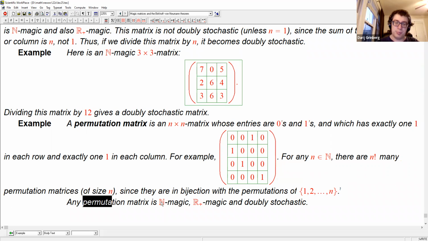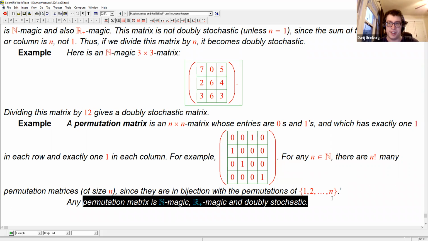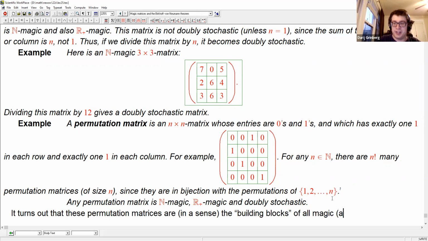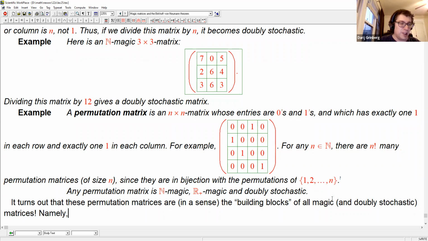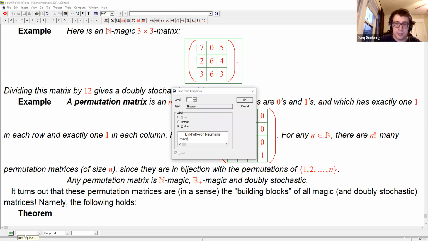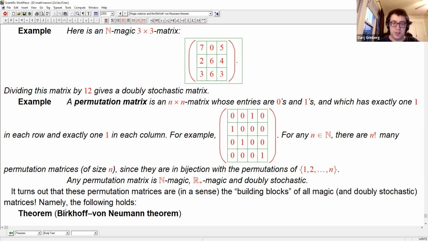So, permutation matrices are a pretty simple example of these kinds of magic matrices. However, it turns out that these permutation matrices are, in a sense, the building blocks of all magic and doubly stochastic matrices in particular. Namely, the following holds. This is the so-called Birkhoff-von Neumann theorem. That's John von Neumann. I'm not sure which of the Birkhoffs this is.